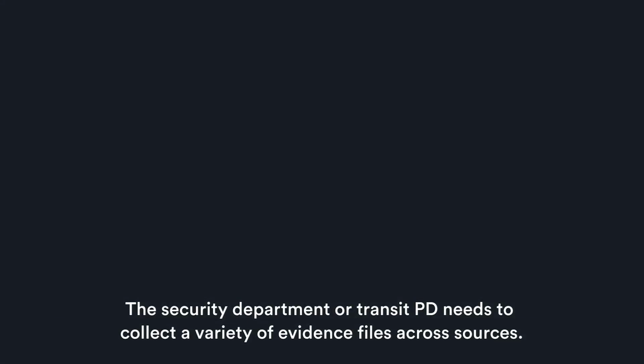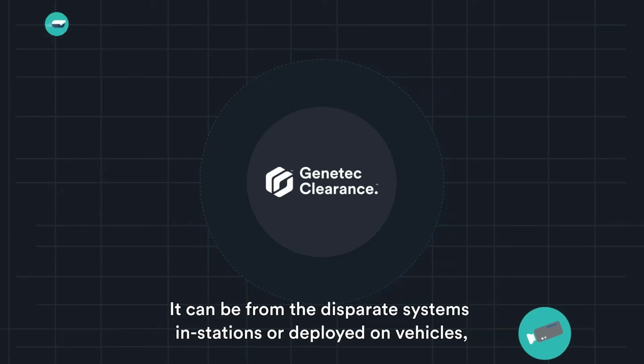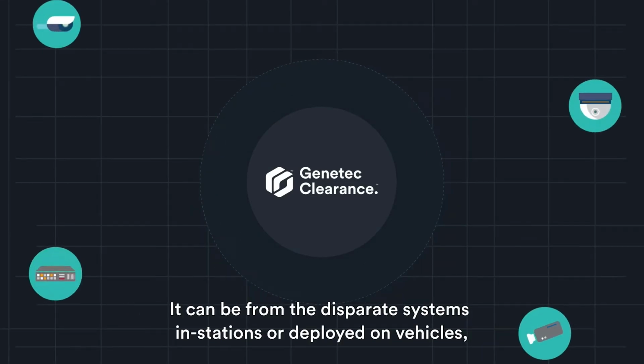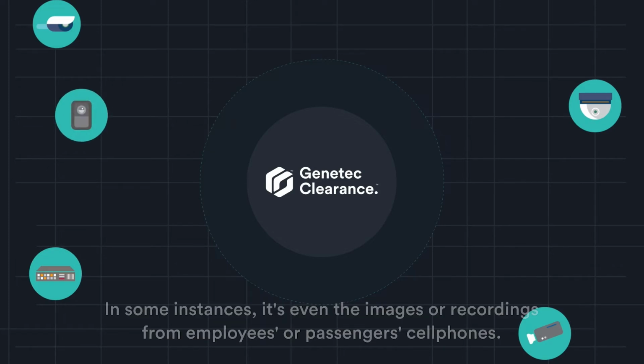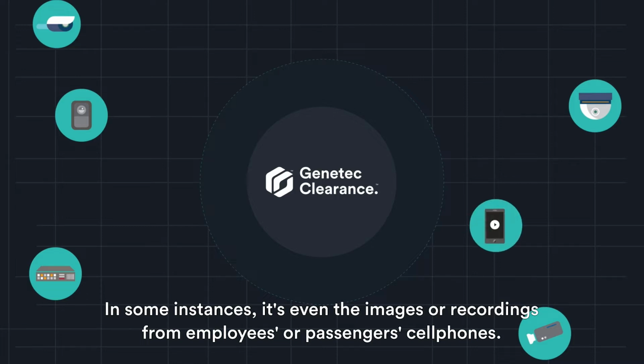The security department or transit PD needs to collect a variety of evidence files across sources. It can be from the disparate systems in stations or deployed on vehicles, or from body wearable cameras, which are gaining in popularity. In some instances, it's even the images or recordings from employees or passengers' cell phones.